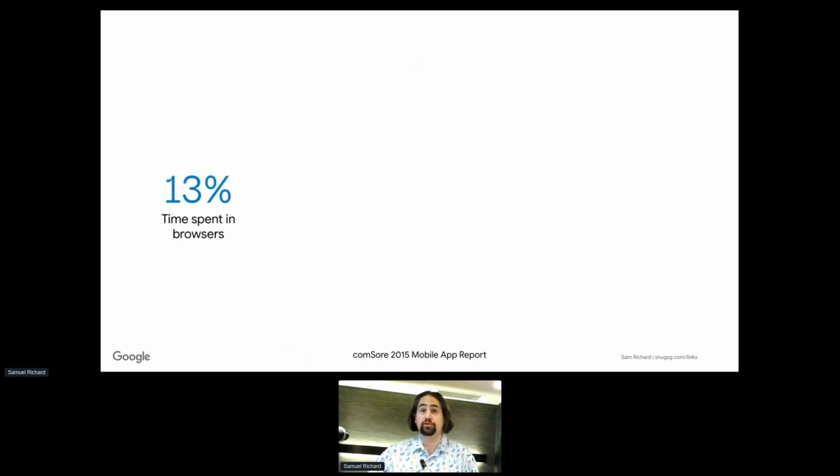Building on the trends of multiple years of data, the ComScore 2015 mobile app report painted a stark picture of web usage on phones. Users spent just 13% of their time on mobile devices in browsers. The rest was in apps. Apps were eating the world. But apps are a tough business.